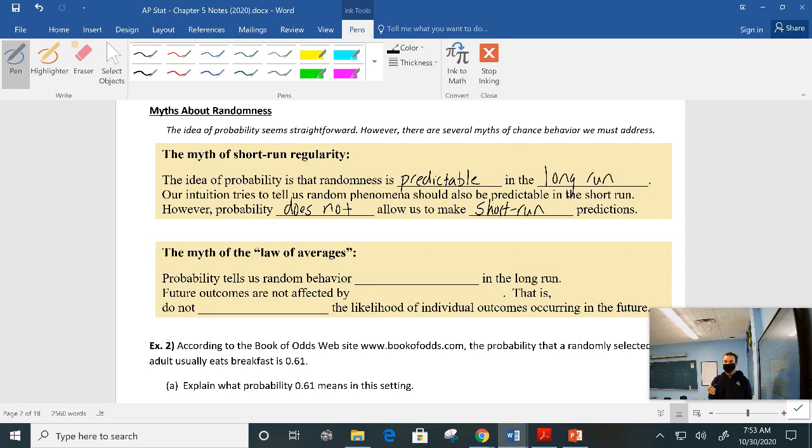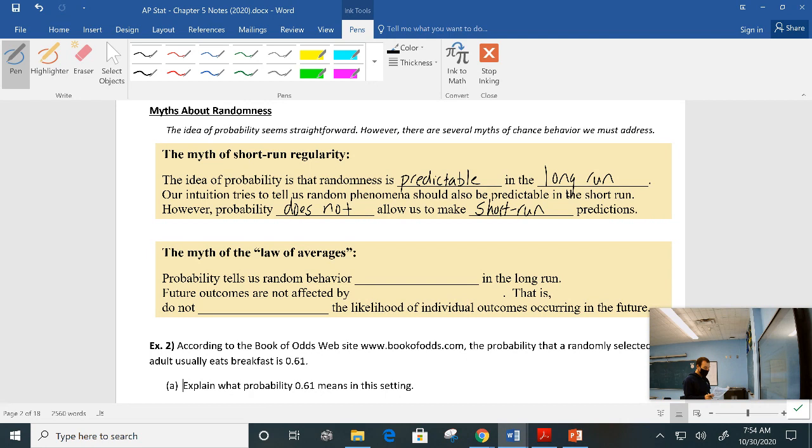And what people do is they say, oh, it's been red, red, red, red, red. It must be black on the next one. We're due for a black. You're trying to make a short-run prediction using probability, but that's not going to happen. In the long run, it'll even out, and we'll get about 50% red and 50% black, but I can't use that probability knowledge to make a prediction about the short run.